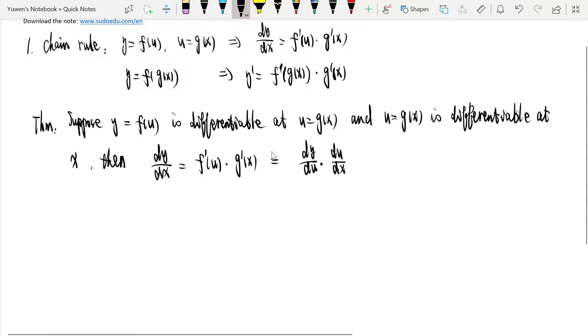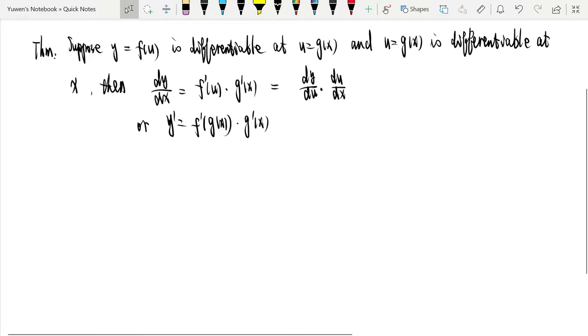Or we write it as: the derivative of y equals f prime of g(x), where we regard g(x) as a whole, as a variable, times the derivative of g(x) in terms of x. That's the chain rule. Or the derivative of y in terms of x is the derivative with respect to the intermediate variable u, times the derivative of u with respect to x.